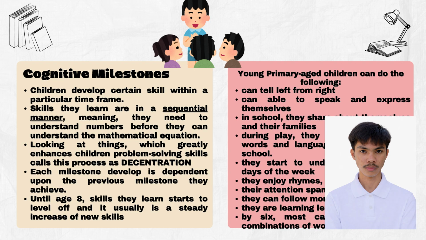Looking at these things, which greatly enhance children's problem solving skills, is called the process of decentration. Decentration is a critical thinking skill that significantly enhances a child's ability to solve a problem. Each milestone developed is dependent upon the previous milestone achieved. Until age 8, the skills they learn start to level up, and it is usually a steady increase of new skills.